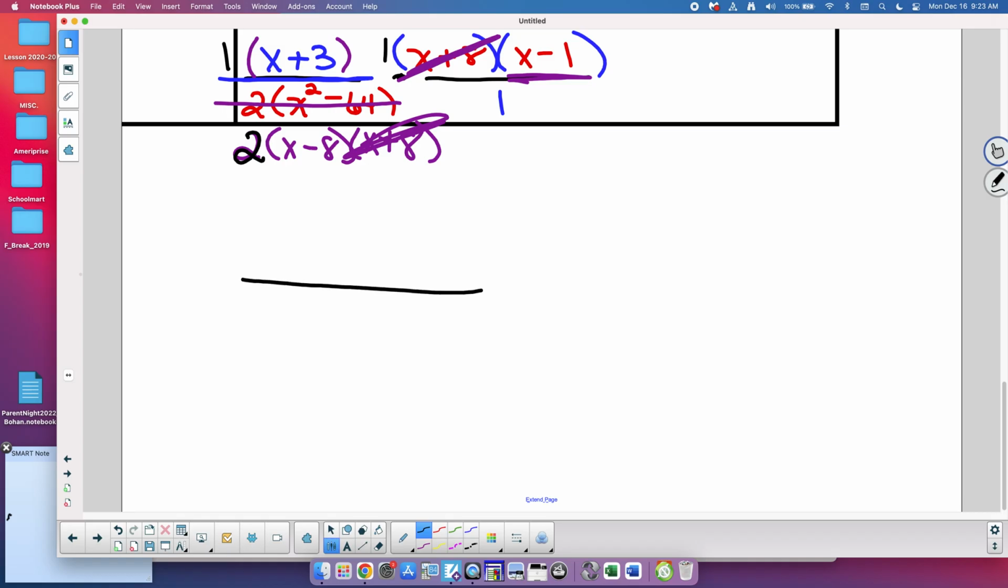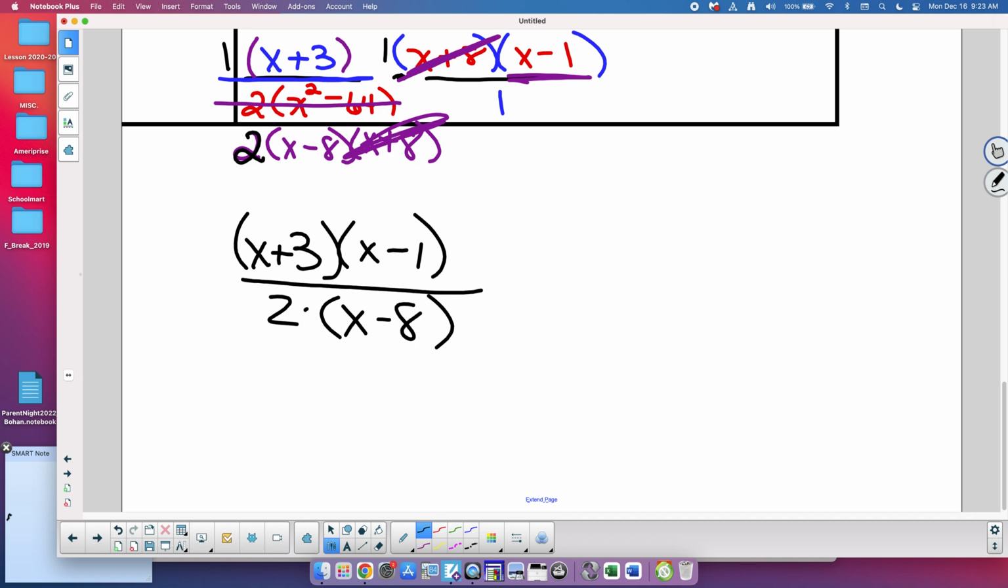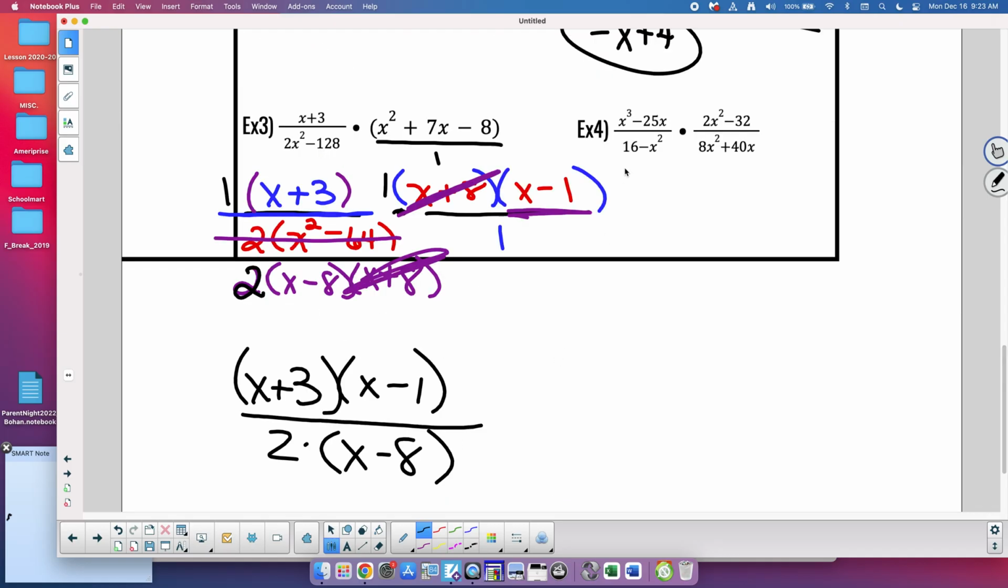On the top is what? Times x minus 1 over 2 times x minus 8. So all that factoring you and I did, it only helped us right here. X plus 8 with an x plus 8. Sometimes you get lucky, everything cancels, and sometimes you get kind of unlucky, nothing really cancels out. We did get one factor that canceled. Okay, here we go. This one's got quite a bit of factoring. Go ahead, start. Get ahead of me.